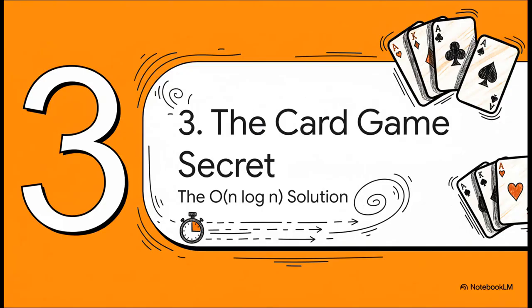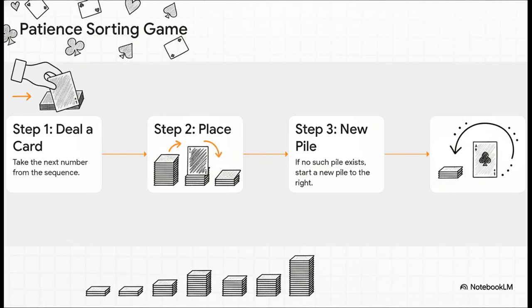Now, let's get to the really clever part. We're going to completely reframe the problem using this fantastic analogy from a card game called patience sorting. It's this simple visual trick that unlocks the super fast O of n log n solution. The rules are incredibly simple. Seriously, just imagine you're dealing out the numbers from our array like they're playing cards.